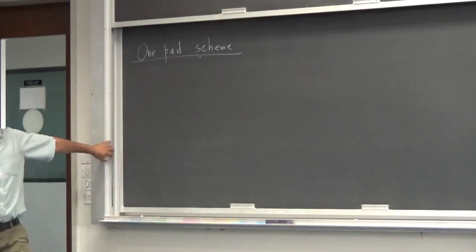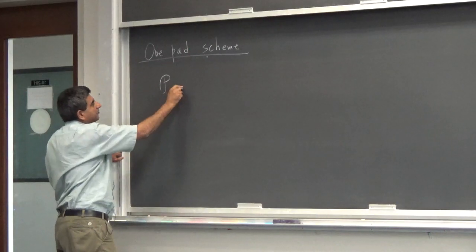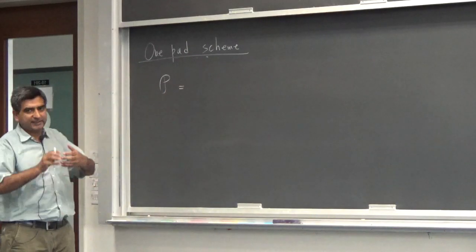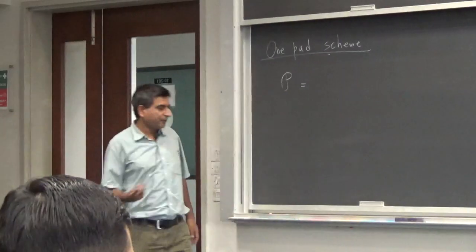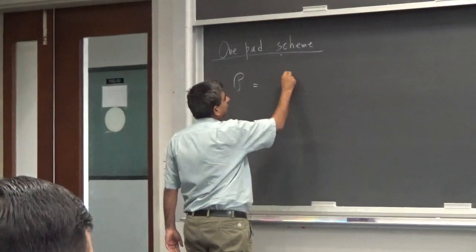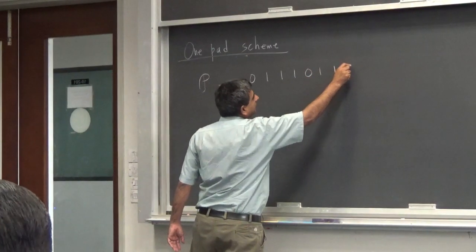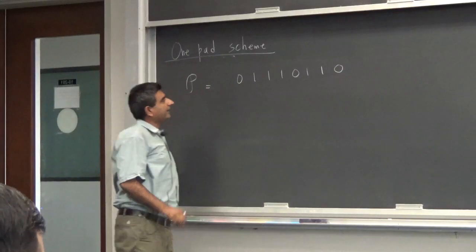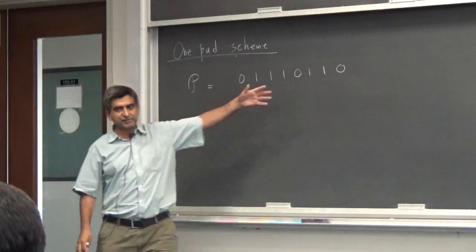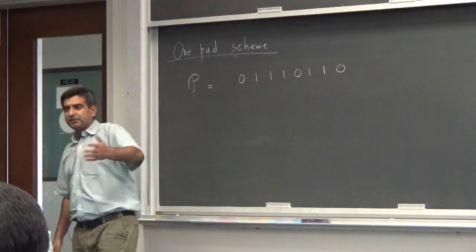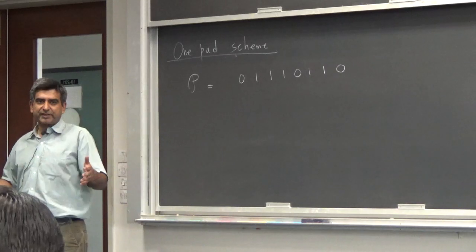Now, in the one-time pad scheme, suppose the plain text that Alice wishes to send is given by a string of bits, zeros and ones. For example, 0, 1, 1, 1, 0, 1, 1, 0. This is the message, the plain text Alice wants to send. Now this could be a structured string, like the words of the English language. Being a structured string, it's not random.